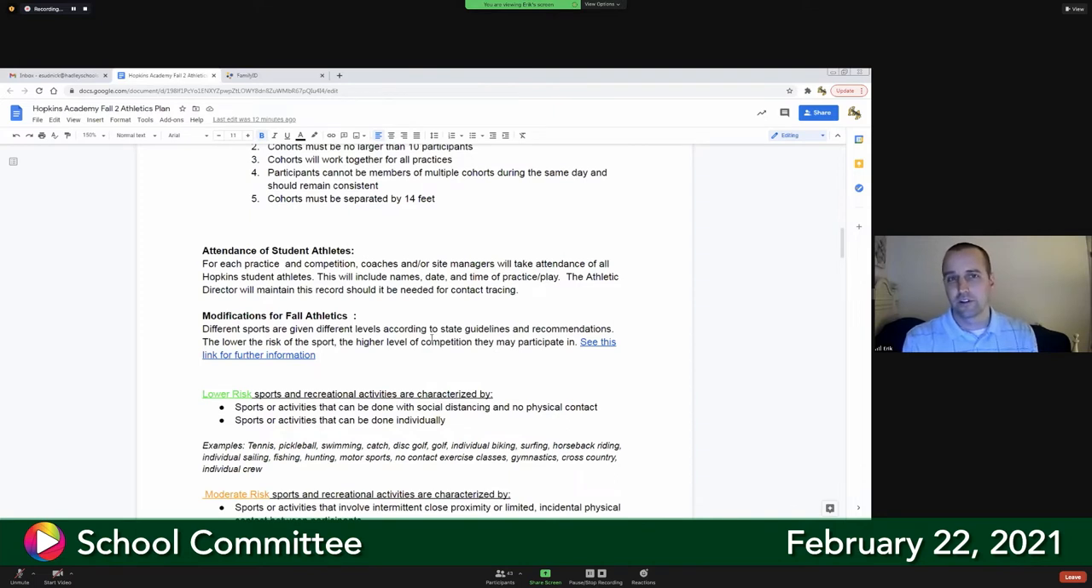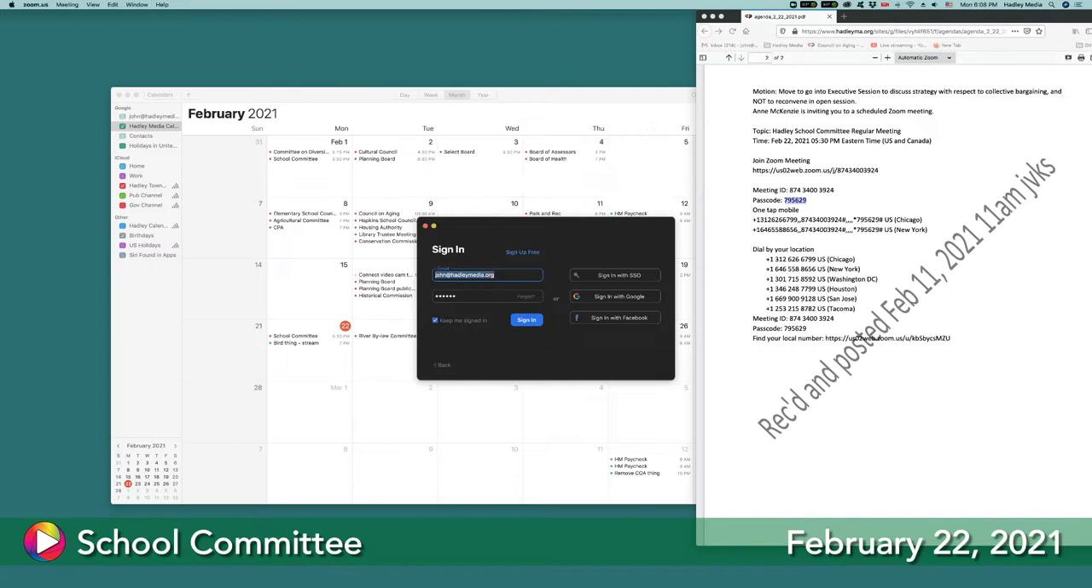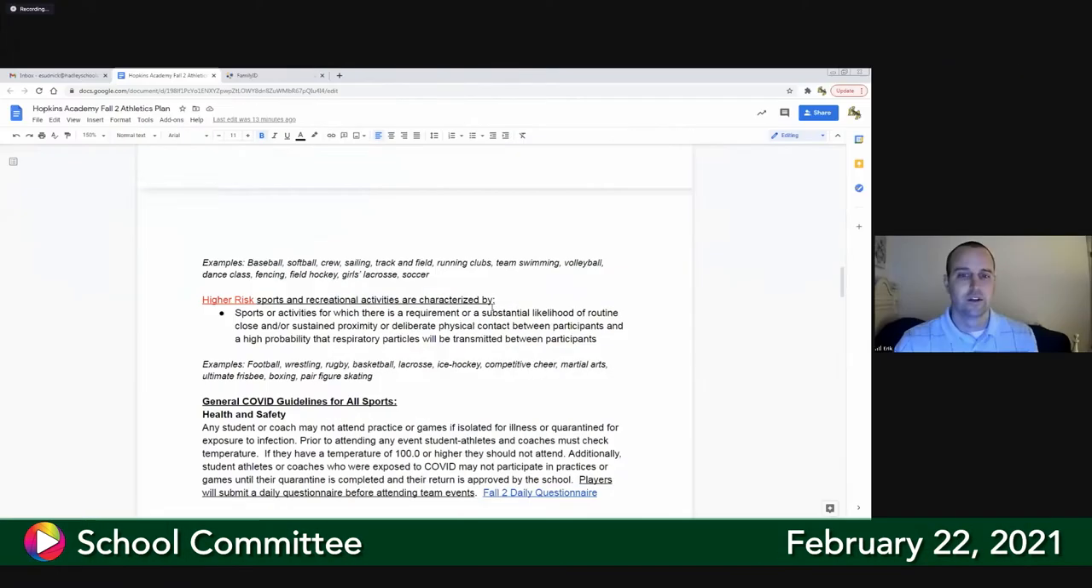Attendance of the athletes will continue to be tracked by the coaching staff. They've done an excellent job of doing that, using some sheets that I provided or their own mechanisms, and then getting me copies of their attendance. When needed, we've used those to do contact tracing protocols, and it's worked very well. So we'll continue to do that. This part is the same as previous, just the EEA guidelines put into the document regarding modifications.